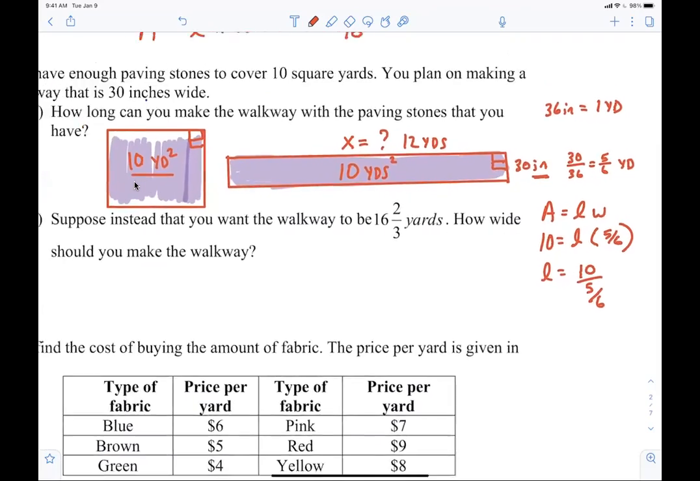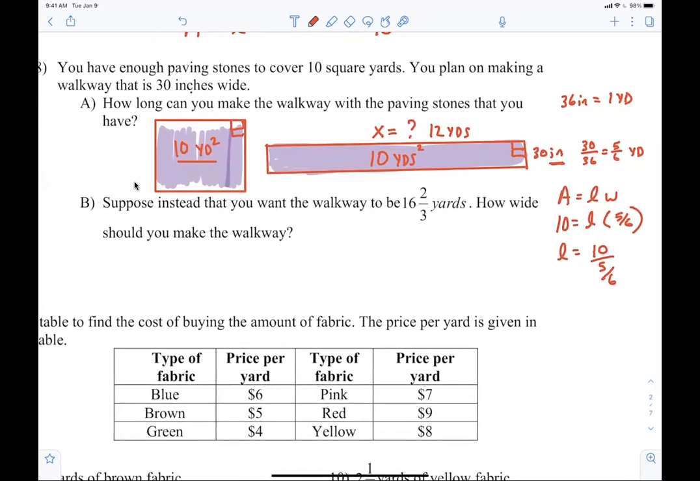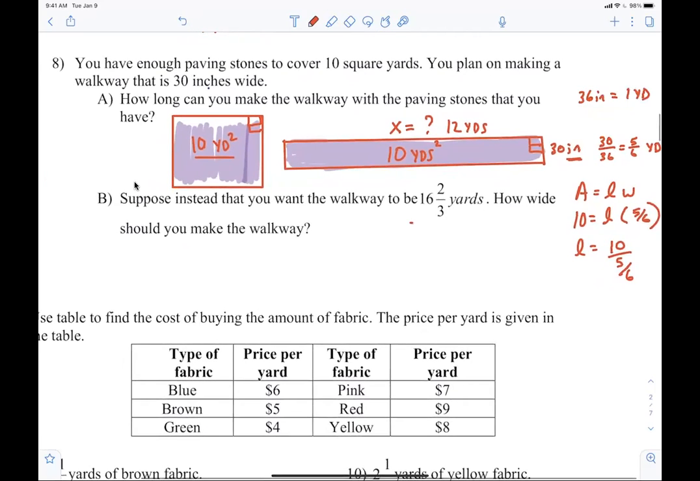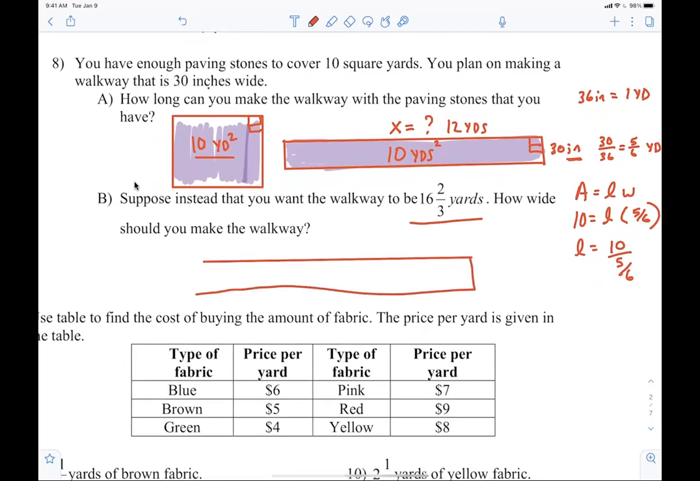All right, now, Nora, you're up. Read B. Suppose instead that you want the walkway to be 16 and 2/3 yards, how wide should you make the walkway? What does it say? Suppose that you want the walkway to be 16 and 2/3 yards. It's not telling you area. Area you measure with what? Squares. So is this an area? No. So that's a what? Length. That is correct.